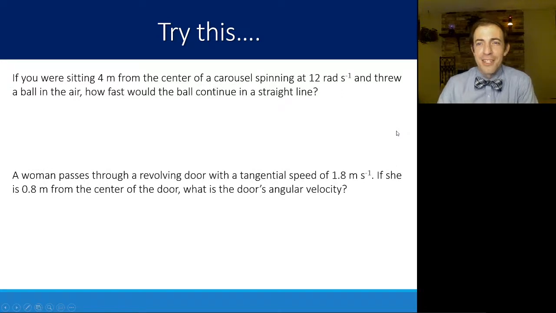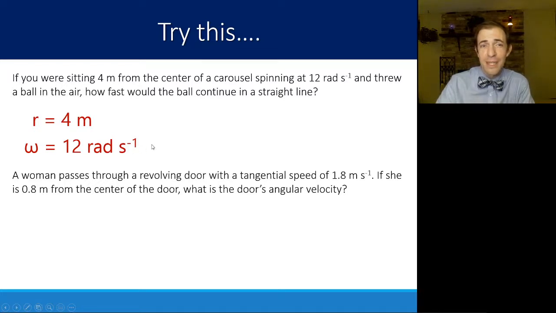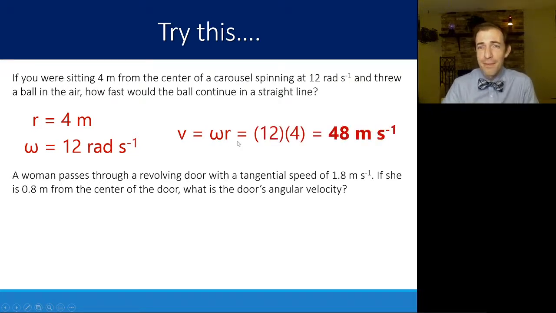I want to finish off with just a couple more examples so you see some more. If you're sitting 4 meters from the center of the carousel, your radius is 4 meters, and that carousel is spinning 12 radians per second, and you throw a ball in the air, how fast will the ball continue in a straight line? 12 radians per second is important for you to recognize is an angular velocity. That's omega, 12 radians per second, which means we are going to use this equation here. Linear velocity is just omega times radius, and that's 12 times 4, or 48 meters per second.